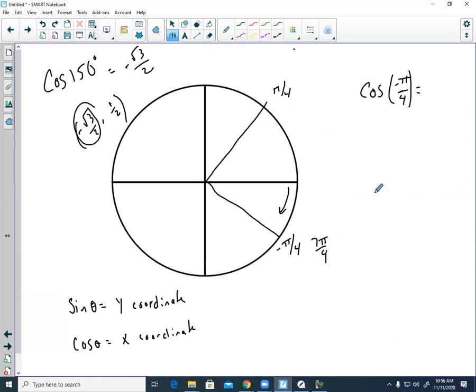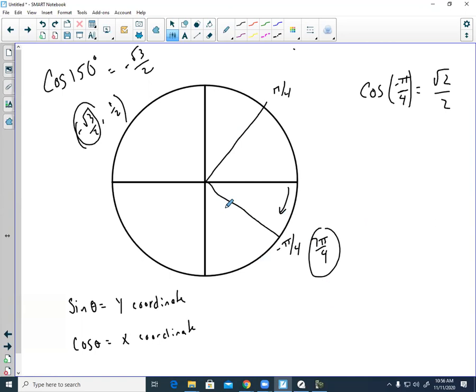So if I'm asking you for the cosine of negative pi over 4, I'm just asking you what's the x value on this angle right here, and we can clearly see that it's the square root of 2 over 2. So the cosine value is the square root of 2 over 2. So this just allows me to find different angles and different methods, okay? So a couple important things to remember.